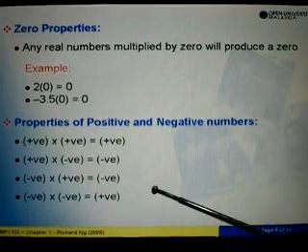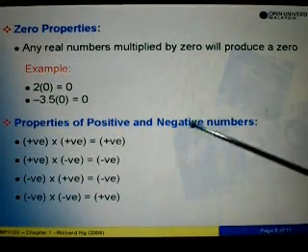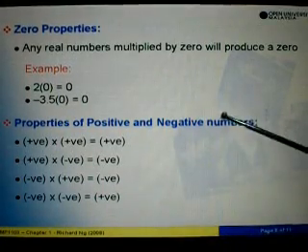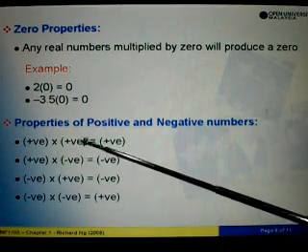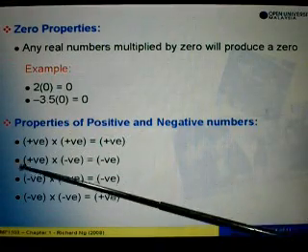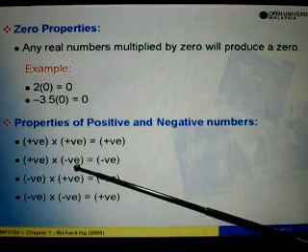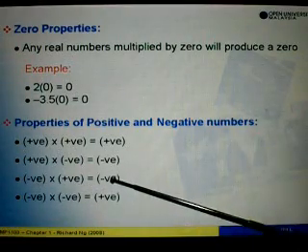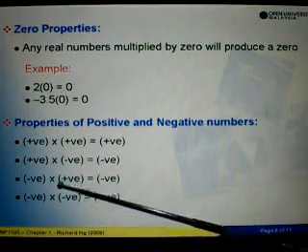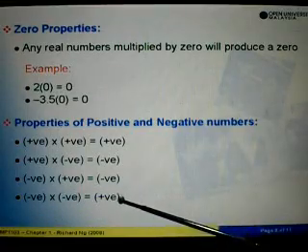So for multiplication, be careful of the positive and negative numbers, especially the negative numbers. For example, if positive is multiplied with positive, the answer is always positive. If a positive number is multiplied with a negative number, the answer is always negative. Negative times positive will give us negative, and negative times negative, the answer is positive.